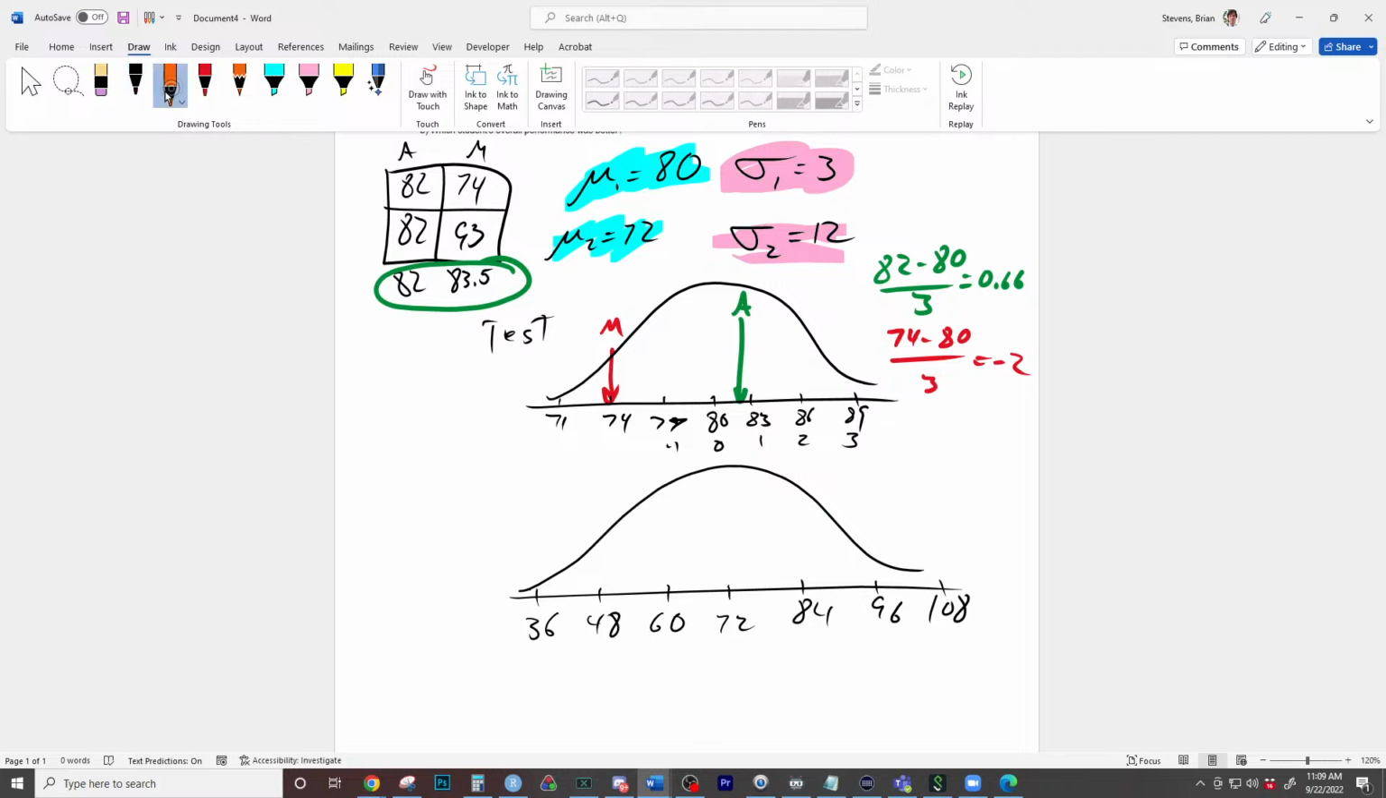Now Megan, we'll do Megan first. Megan scored a 93 on the second exam. So she's over here, and that's a z-score of 1.75, I believe.